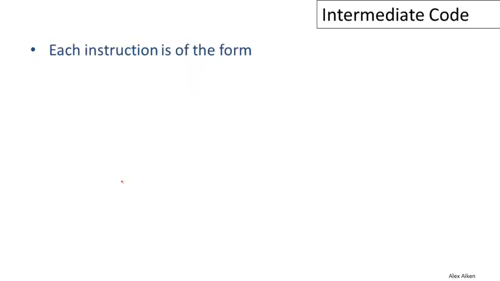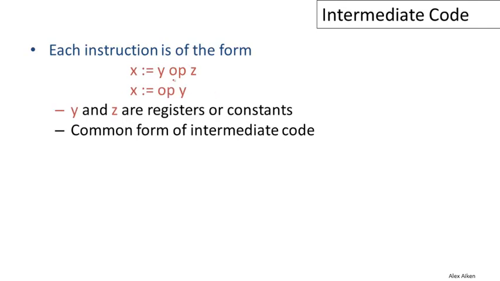In the intermediate code that we'll be looking at, every instruction will have one of two forms. It will either be a binary operation, or it will be a unary operation. And always, the arguments on the right-hand side, in this case the y and the z, will be either registers or constants. They could also be immediate values. And this is a very, very common form of intermediate code. It's so widely used that it actually has a name. It's called three address code, because every instruction has at most three addresses in it: at most two arguments, and then a destination.